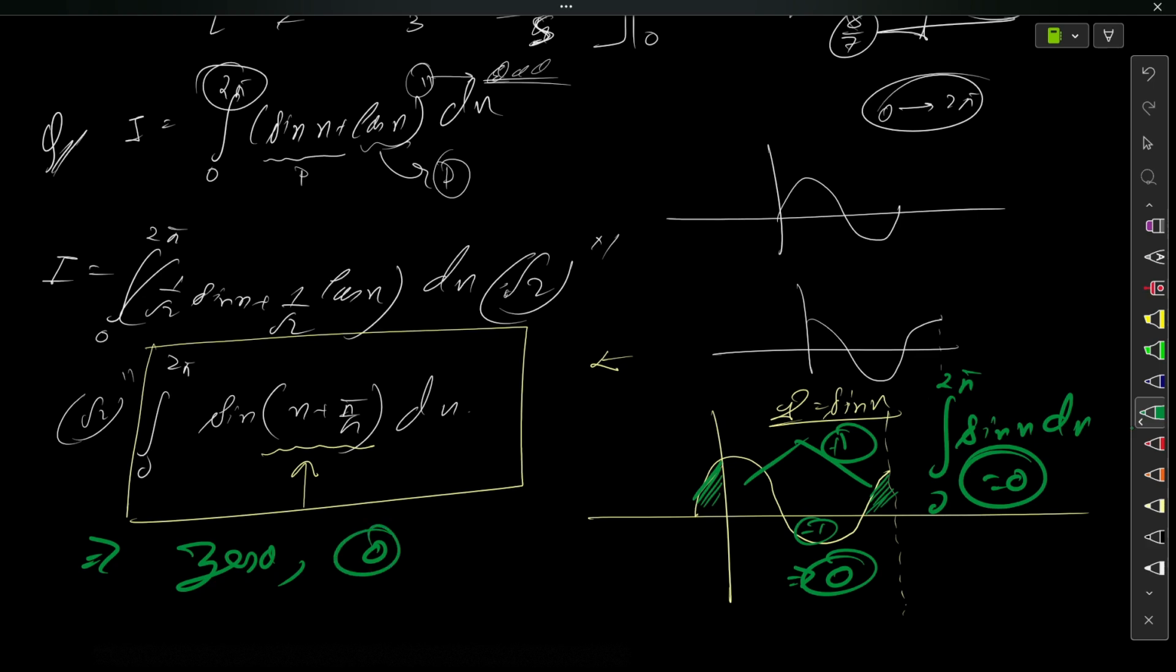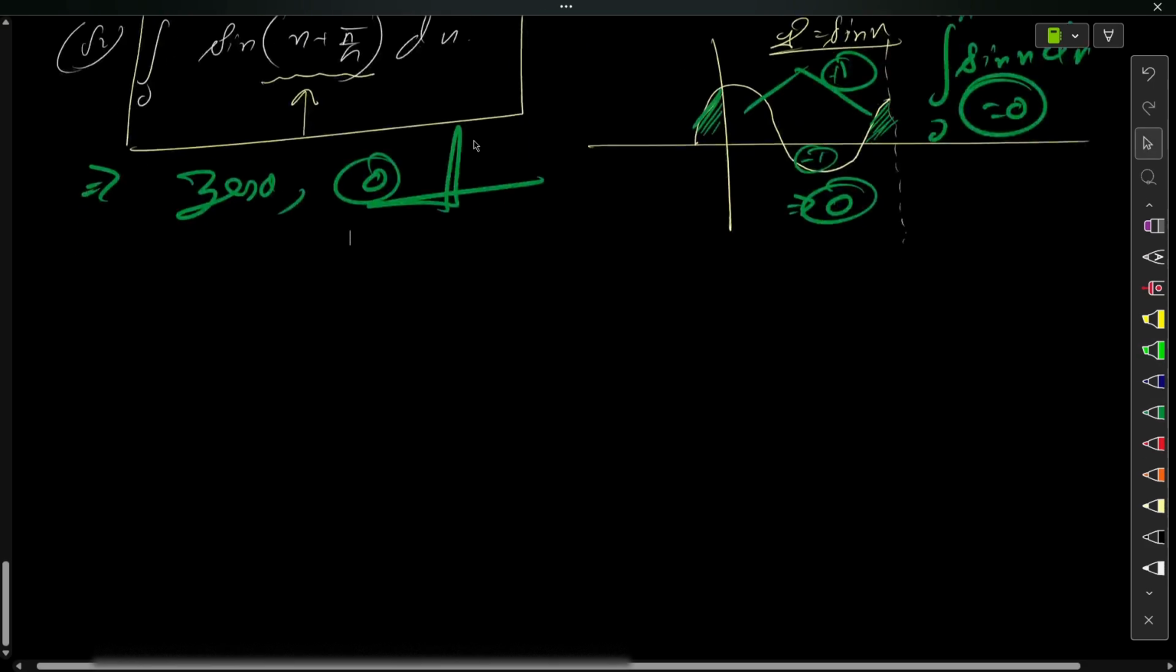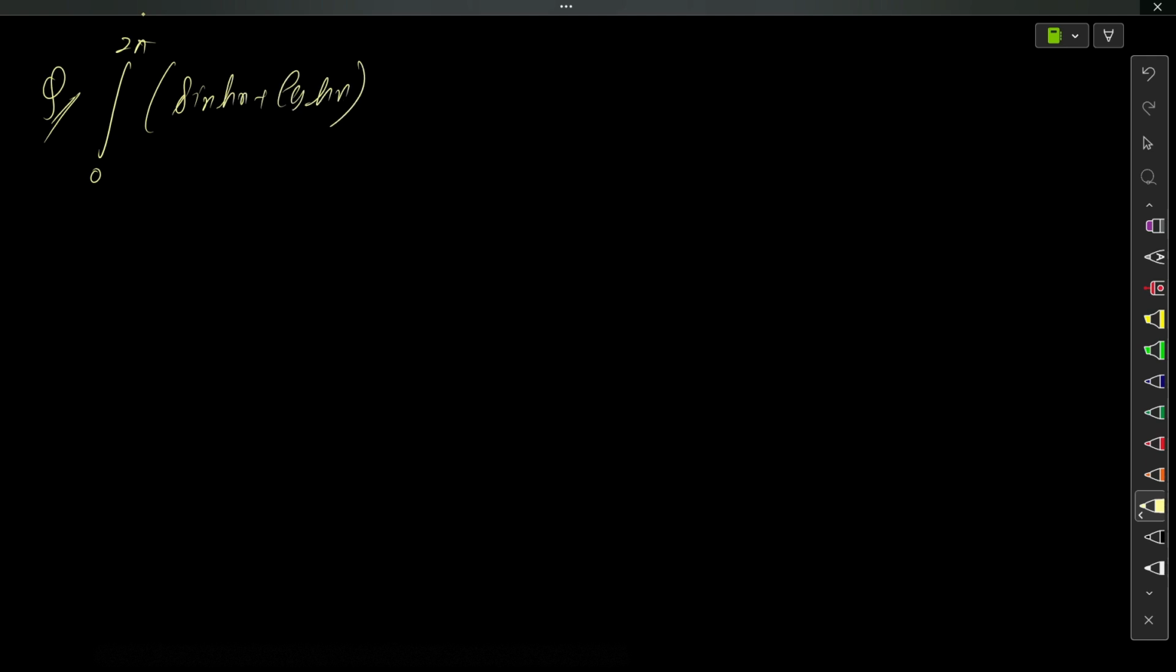Next question. The next question involves hyperbolic sine: the integral from 0 to 2 pi of (sinh x plus cosh x) whole to the power 11 with respect to dx.